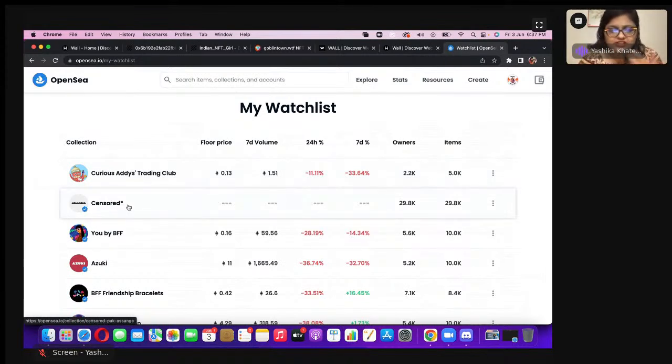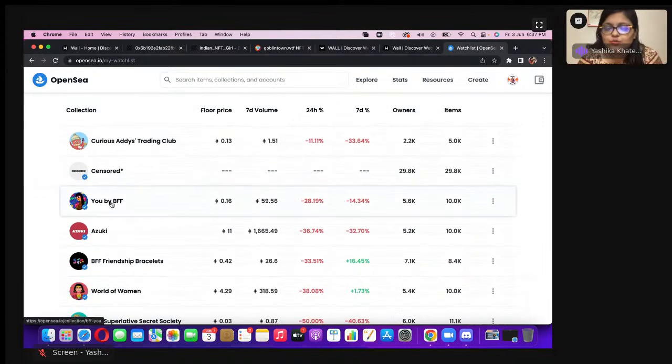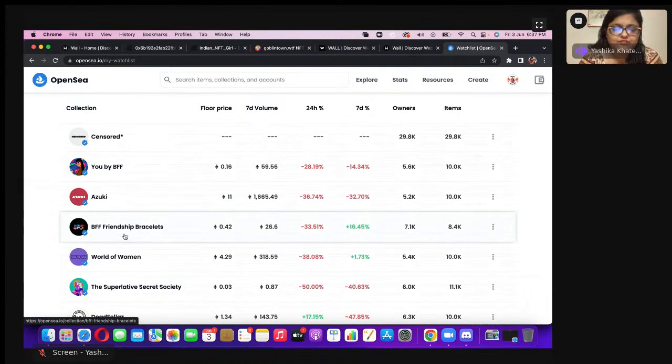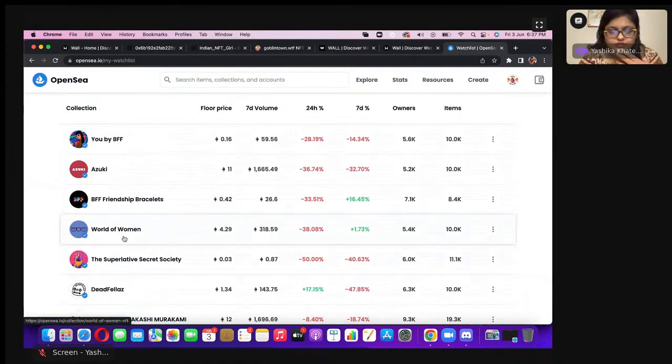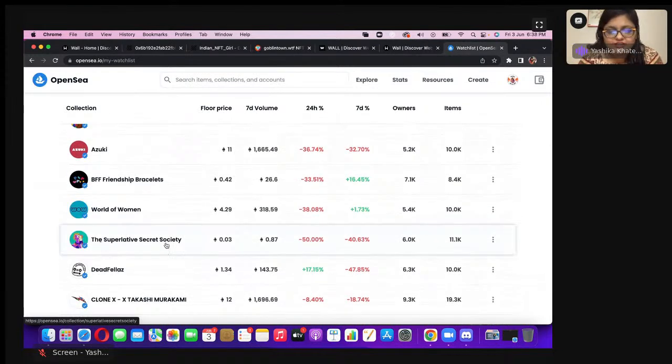Censored is one of the projects I'm already an owner of. You by BFF, I've already told you about this. Azuki is one amazing project. BFF, Friendship Bracelets Associated, both of them. World of Women, another one of the first women projects of NFT. The Superlative Secret Society, I was very excited about minting this project.